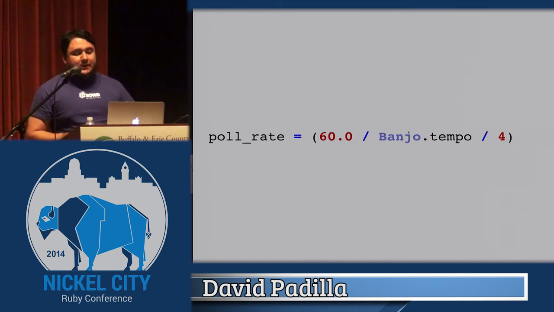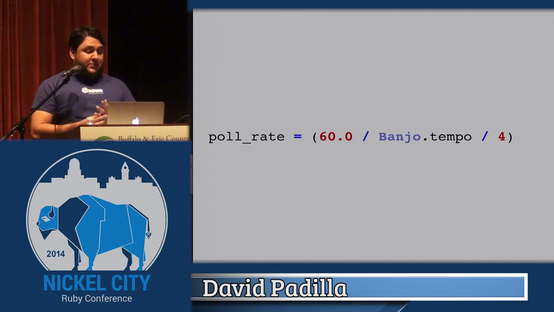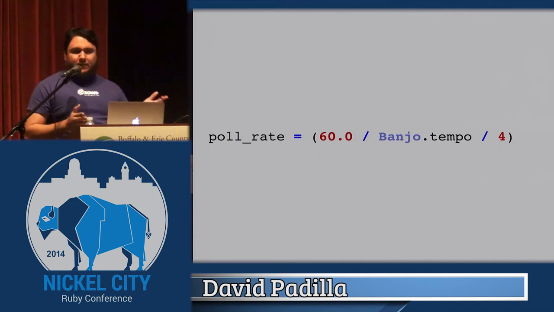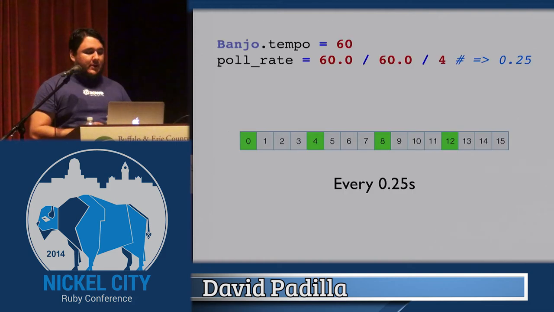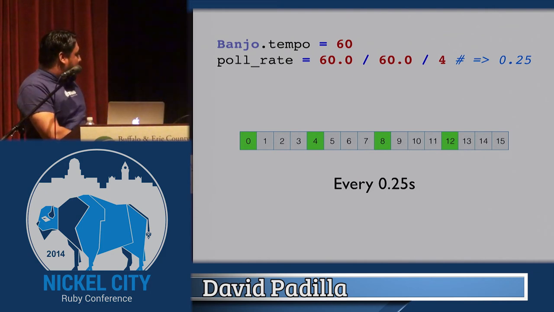Obviously you can't do it every second, so you need to calculate some sort of poll rate for that to happen. Internally, Banjo calculates the poll rate like this. If you know a little bit about what tempo is, it measures the speed of a song, right? So if you had a song that's 60 beats per minute, that means there's going to be a beat every second, basically, right? So in Banjo terms, that means the green ones will happen every second, right? But I need to poll for the smaller periods, and that's going to happen every quarter of a second, right?